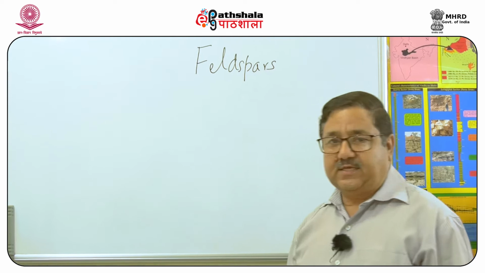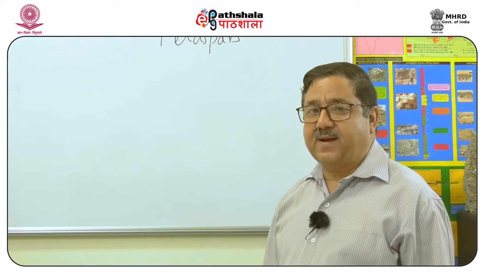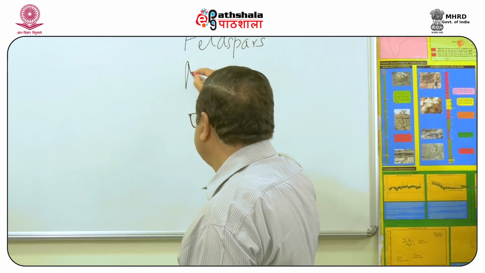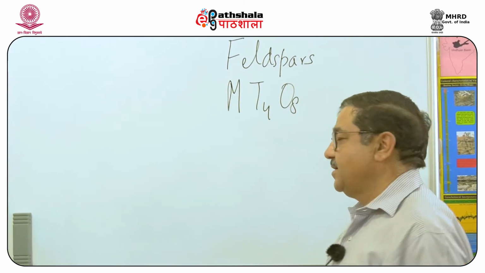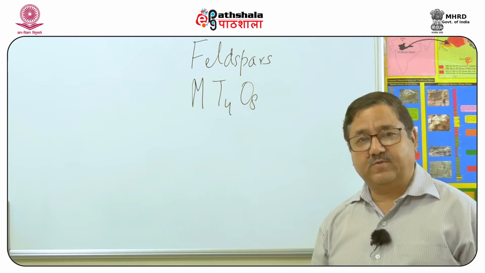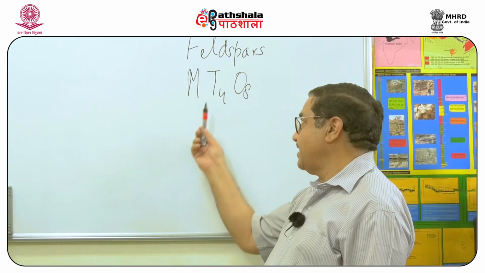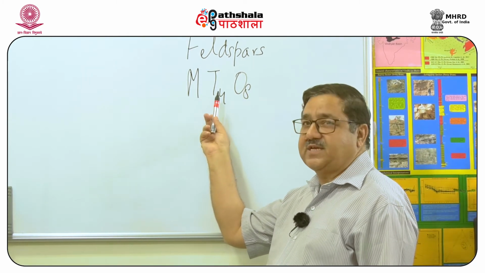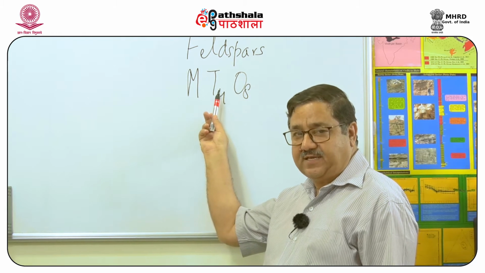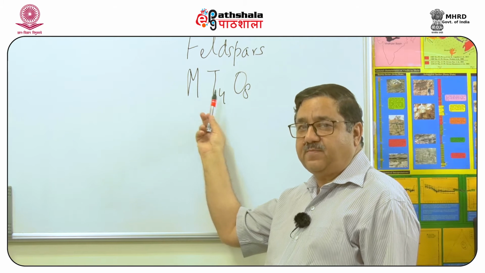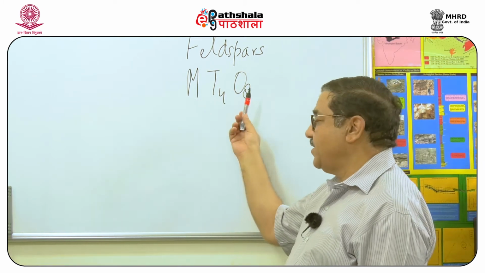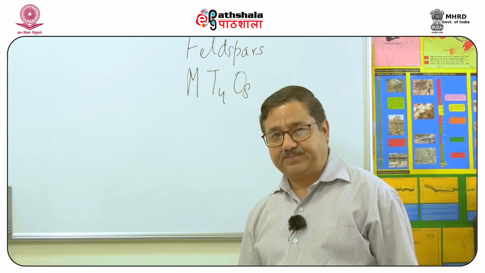Okay, we are back in classroom and we are going to talk about feldspars. The general formula of feldspars is MT4O8, which means that there are 4 cations which are represented here by T and 1 cation M. So, 4 plus 1, 5 cations for 8 oxygens.